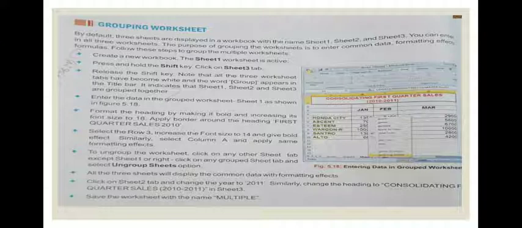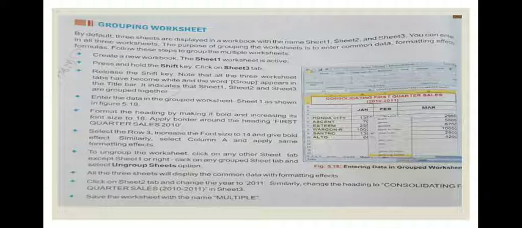The Sheet 1 worksheet is active. Press and hold the Shift key. Click on Sheet 3 tab. Release the Shift key. Note that all the 3 worksheet tabs have become white and the word Group appears in the title bar. It indicates that Sheet 1, Sheet 2 and Sheet 3 are grouped together. Enter data in grouped worksheet Sheet 1 as shown in the figure 5.18.